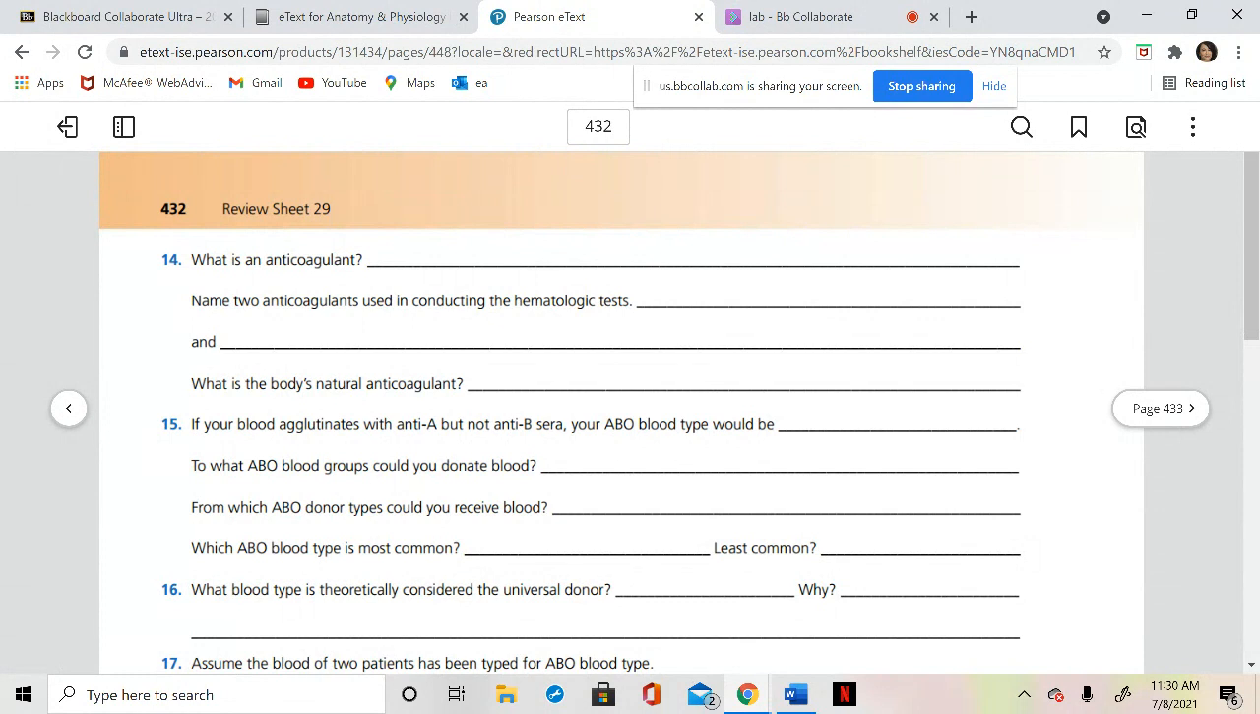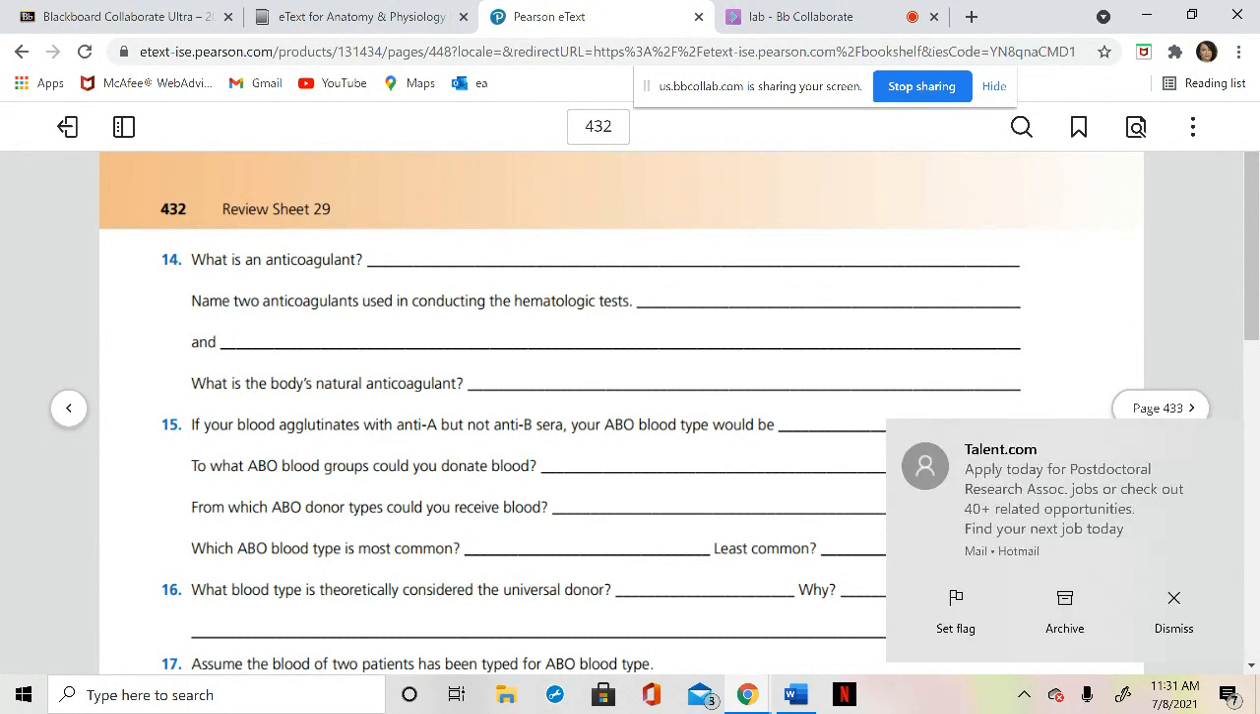So let's move to the blood type ABO. If your blood agglutinates or clumps with an anti-A and an anti-B serum, that means you have both antigen A and B. So your blood type is AB.